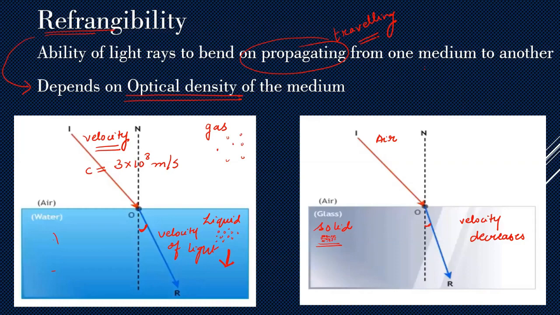Now this ability of bending, what does it depend upon? It depends upon optical density. Now as the optical density increases, velocity decreases. Because of the decrease in velocity, the ray of light is bent.